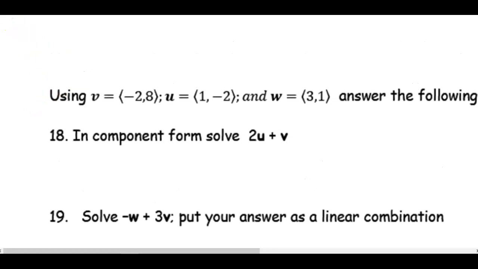Alright. In component form, solve 2u plus v. Alright, so 2 times u. Wait, I don't want that so thick.